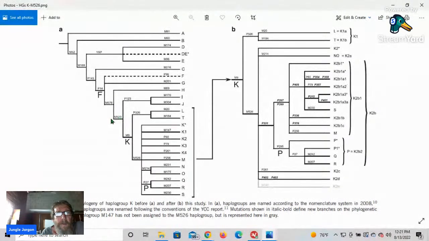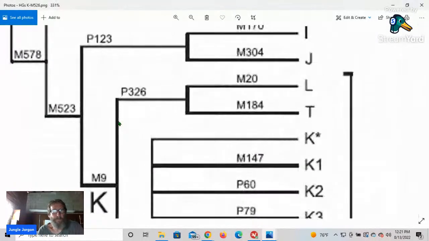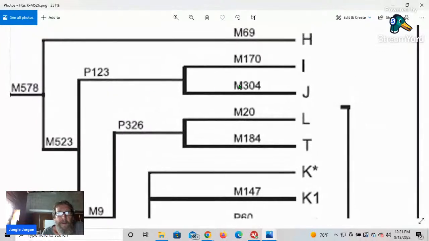But the identifier that the Semitic Arpachshad and his uncle Japheth have is M523. So this identifier here connects Arpachshad with his uncle Japheth. So Arpachshad being the firstborn means that Shem had this identifier when Arpachshad was born.